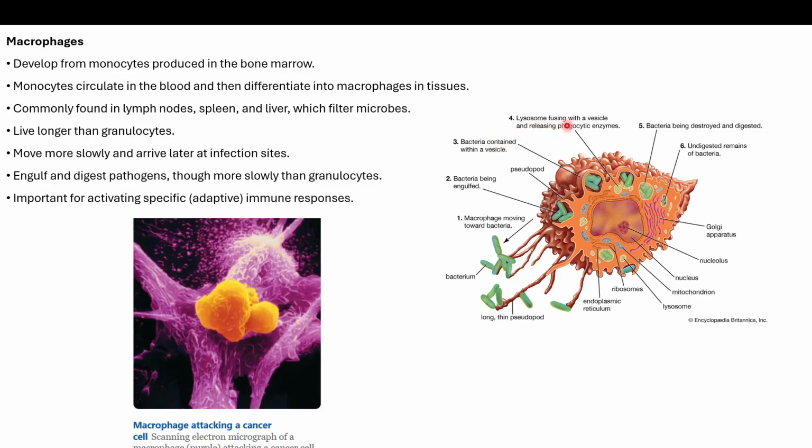Then a lysosome fuses with the vesicle and releases the phagocytic enzymes here. And then the bacteria gets destroyed and digested. Eventually, the undigested portions of bacteria are packed into vesicles or processed further, and lysosomes can again take them inside and digest them.